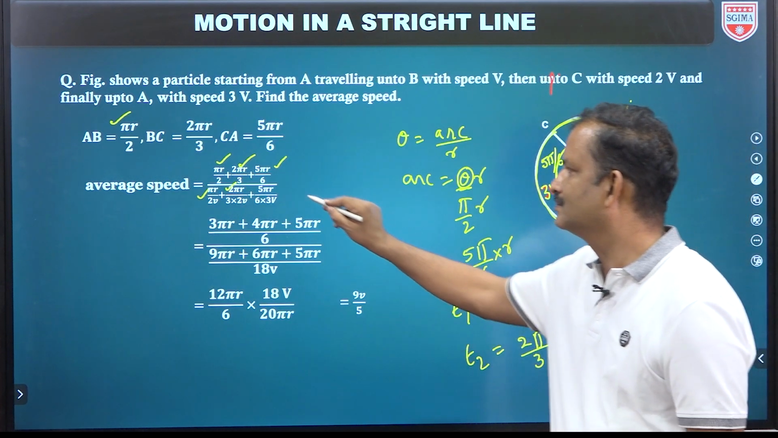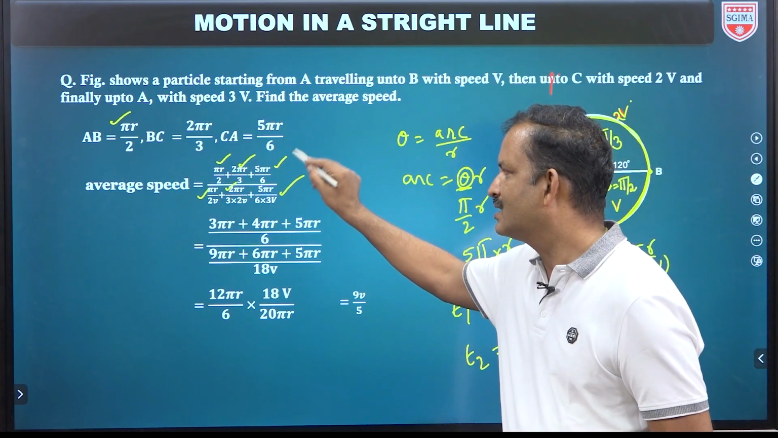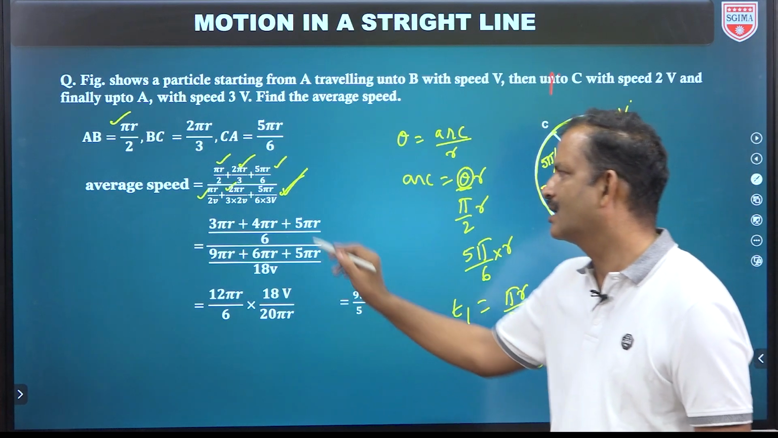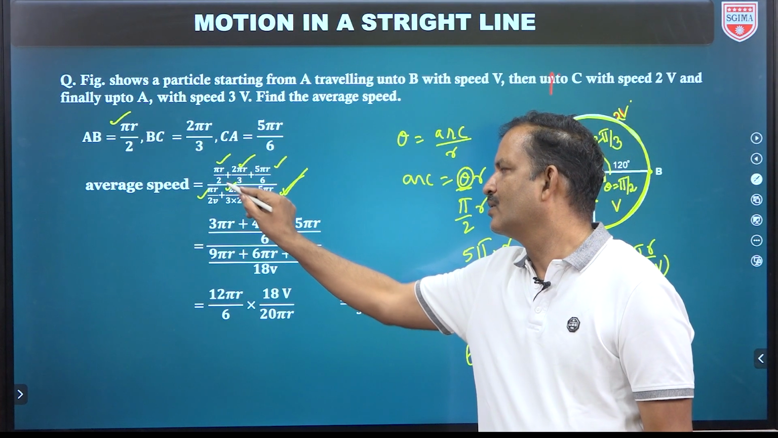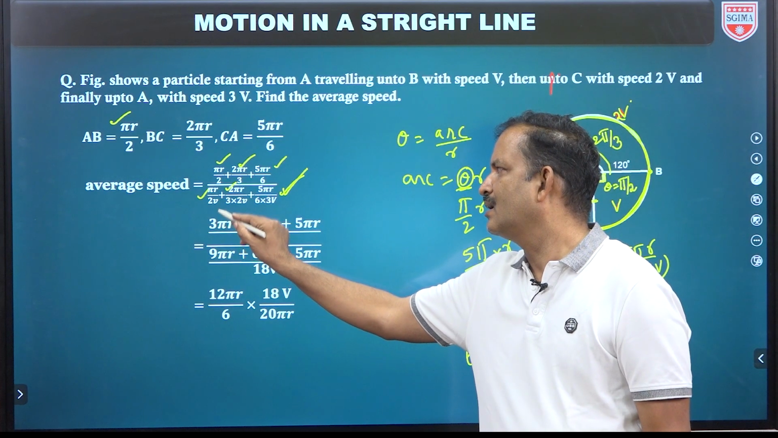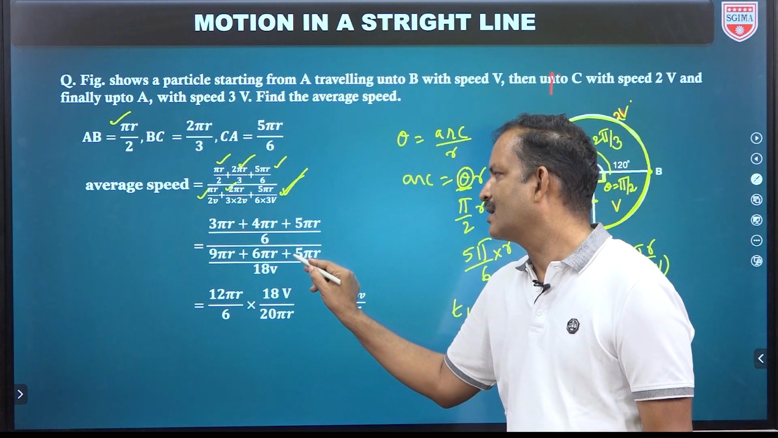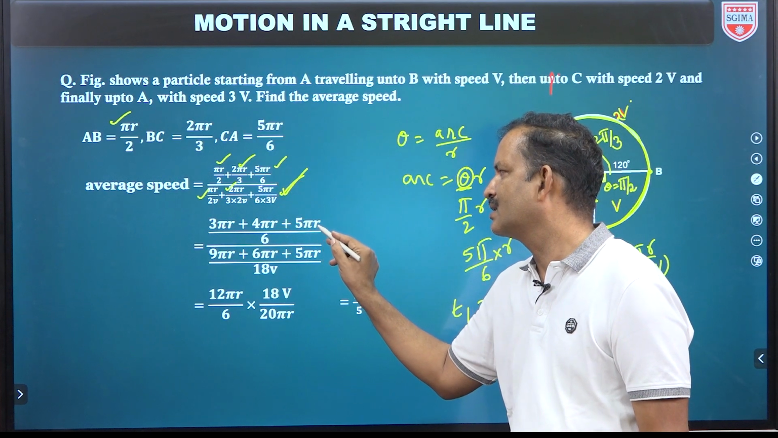This is the time. So what I used? Total distance by total time. Then simplification. Here we are taking LCM 6. So 3 to 6 means 3 pi r. 2 into 2, 4 pi r. 6 is 1 into 5 pi r.